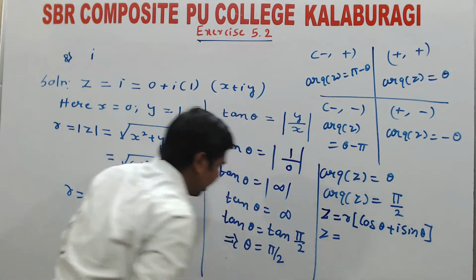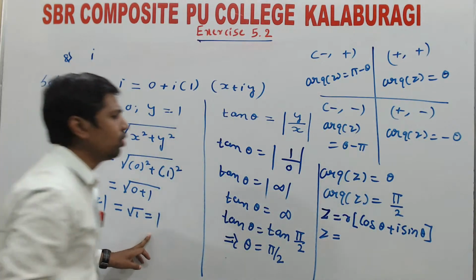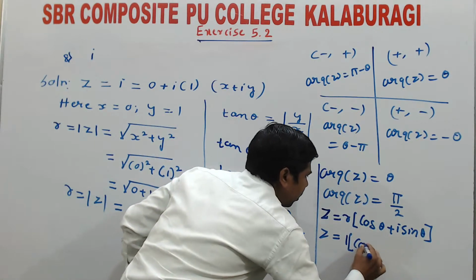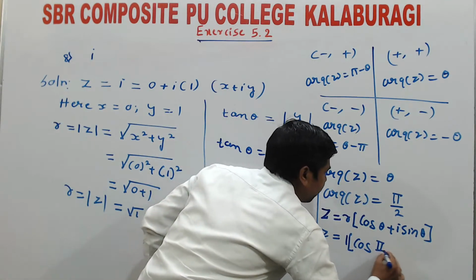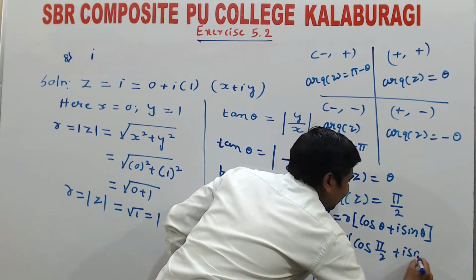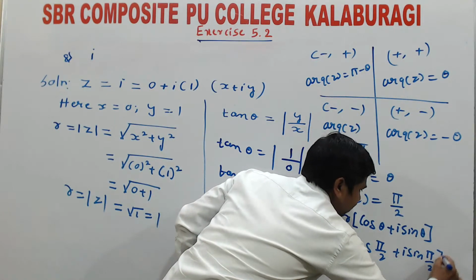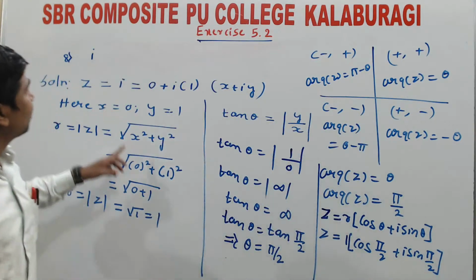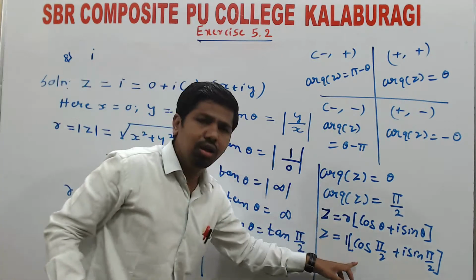Z equals, what is r we got? That is modulus, equal to 1, into cos of theta, which is pi by 2, plus i sin theta, which is also pi by 2. So this is representing this complex number in the form of a polar form.